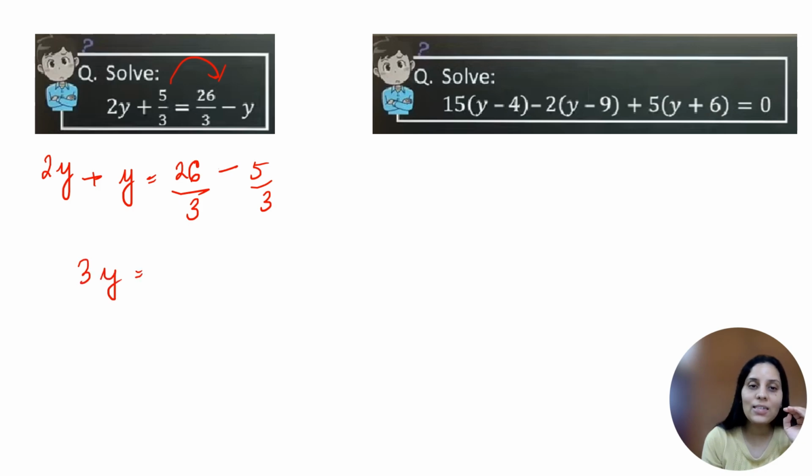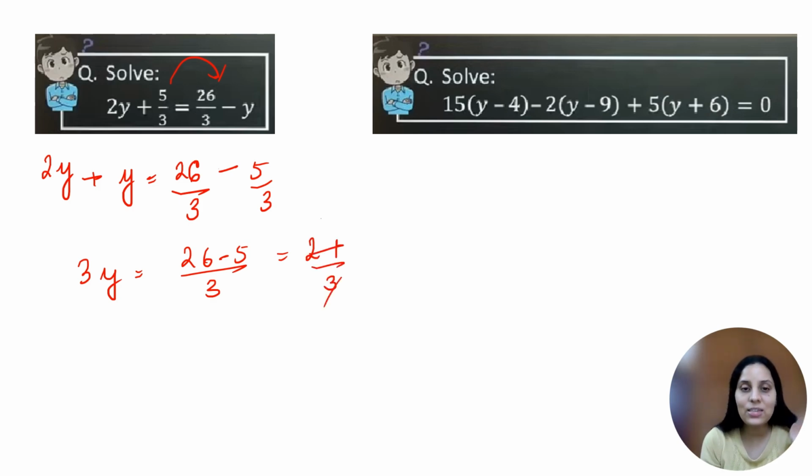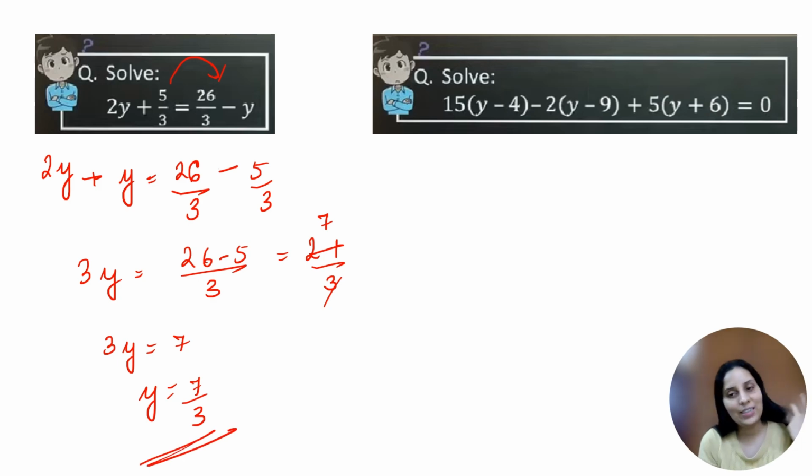So 3y is equal to, 3 is the LCM, 26 minus 5, which is 21 by 3. Now I can cancel: 3 ones are 3, 3 sevens are 21. So 3y is 7, and from this we get y is 7 by 3.